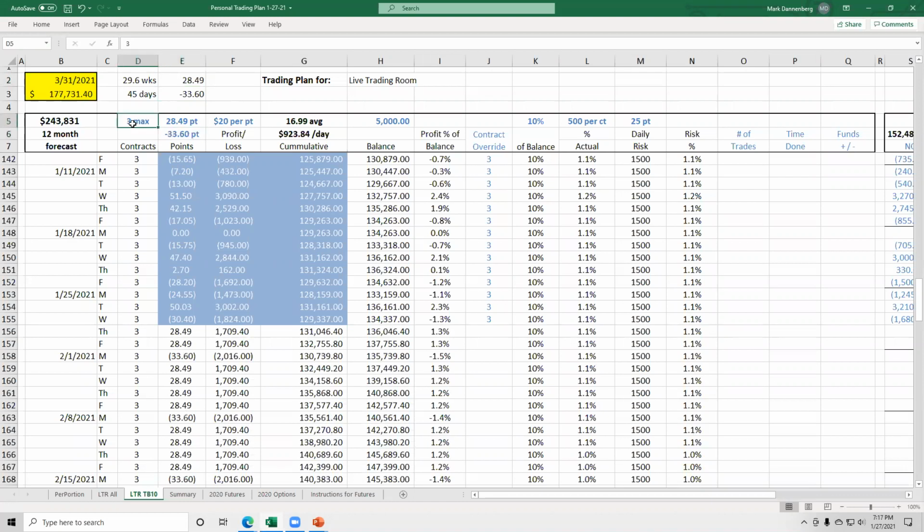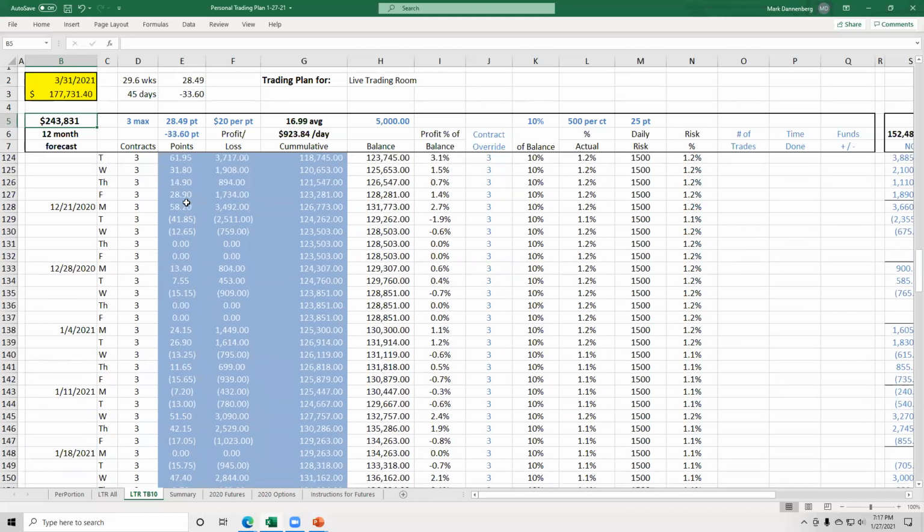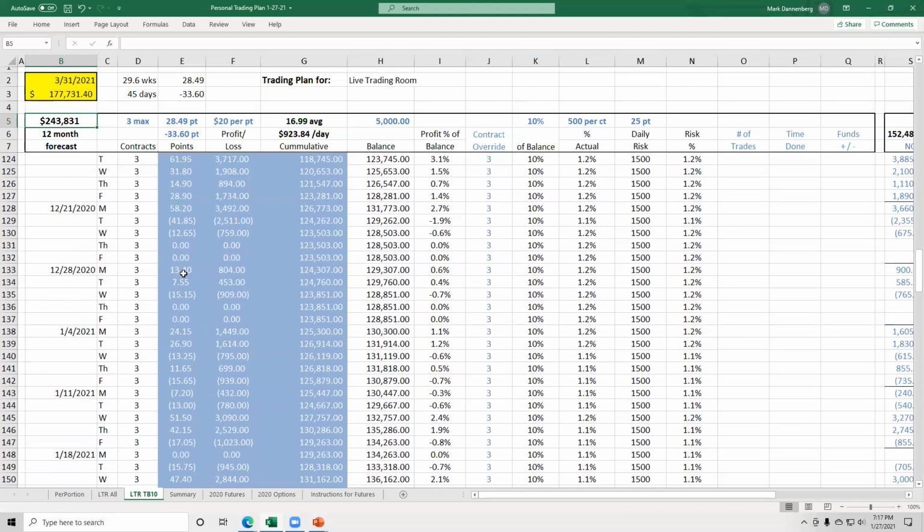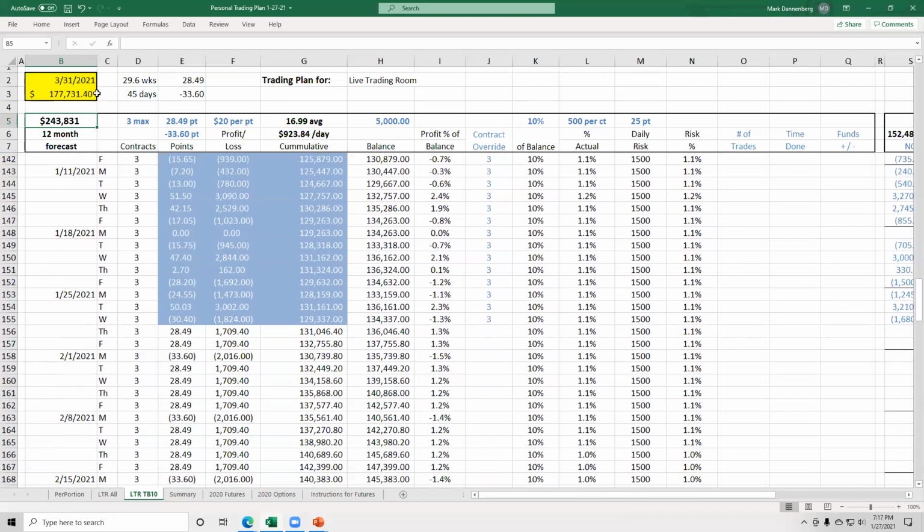If we maintain 3 contracts, no more than 3 contracts, our income is potentially headed for $243,831. That's even though we've got losing days. Look at these losing days in here, but look at all the winning days that we have in here. It's all about the averages, folks. And frankly, if that average came down and we ended up finishing less than 243,000, I think it's going to be a pretty strong number. I can't guarantee anything, but I still think it's going to be a pretty strong number.